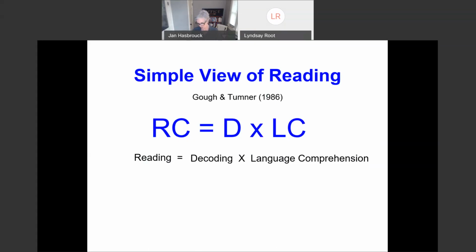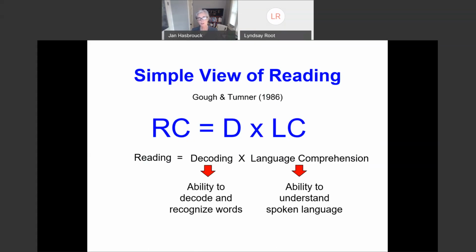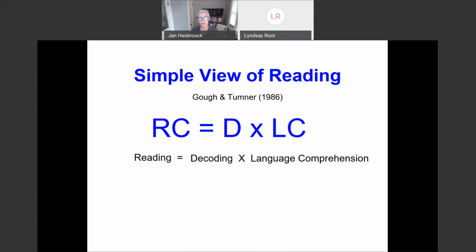times language comprehension. Basically, decoding is the ability to both decode and recognize words, sight words, and language comprehension is the ability to understand spoken language. And it's always represented as a product, not a sum, because of the contributions of both of the sides of this.